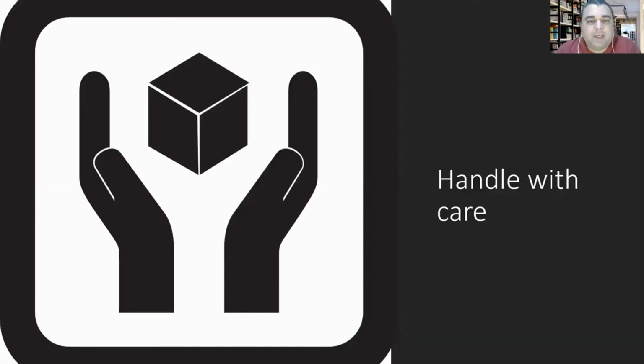And finally, among the most used symbols is this, the handle with care. So it means that the package is not designed for rough treatment. So you have to be careful when moving or when handling these packages and these products. So this is very used.